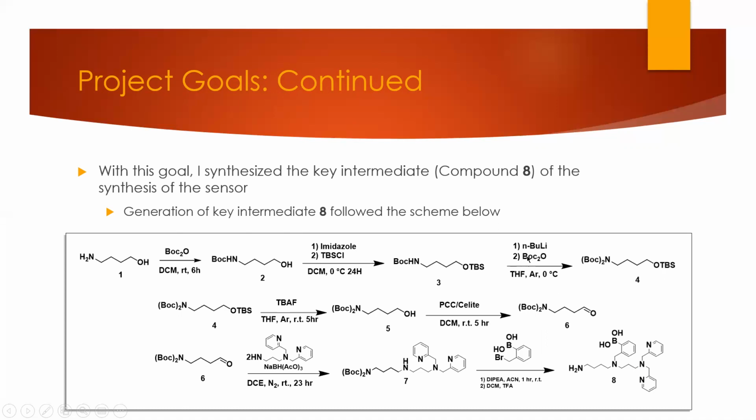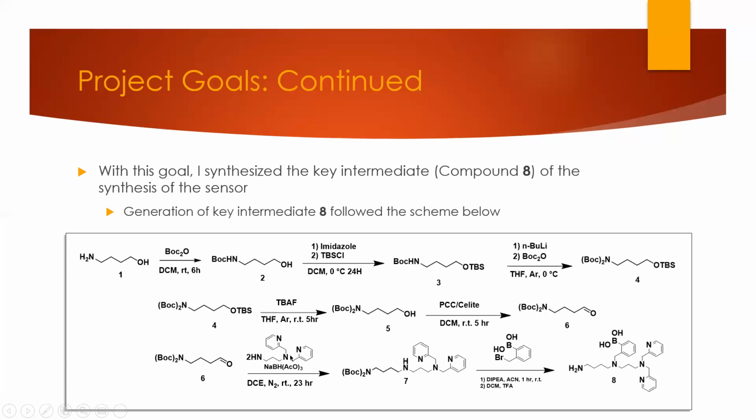From there, another addition of Boc anhydride was allowed to diprotect the amine. From there, we were able to deprotect the primary alcohol with tert-butyl ammonium fluoride. This produced the diprotected amine with a free OH group. This intermediate 5 was then oxidized with pyridinium chlorochromate over Celite to produce the intermediate 6, which was our target aldehyde.